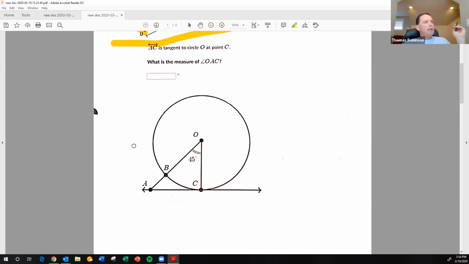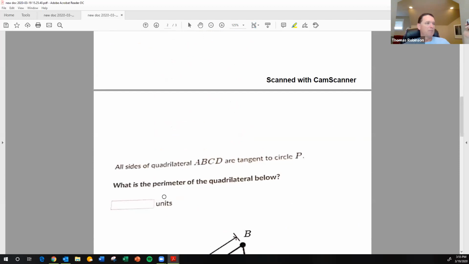All right, so we have a new one now. AC is tangent to circle O at point C. What's the measure of angle OAC? OAC is right here. This should be very, very quick and easy for you, because if we're tangent, then this is a right angle. That's 45. That's going to be 45. Really not that exciting.